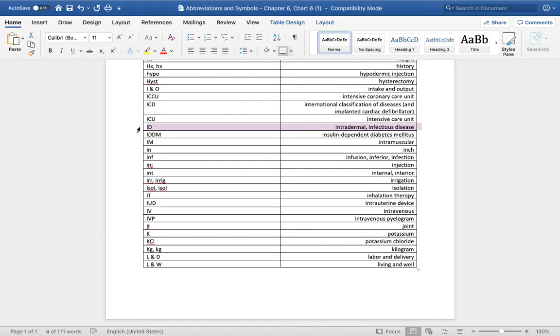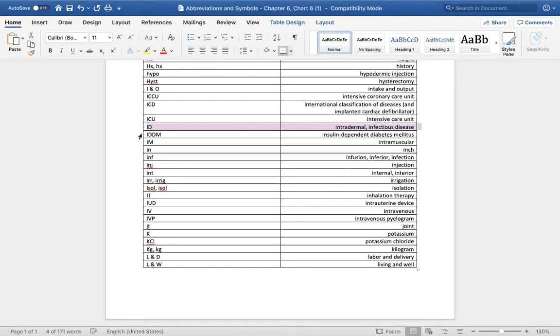ID, so this could mean 2 different things. Intradermal, which is where it kind of goes into the skin layer, or infectious disease. You can specialize as a physician in infectious diseases. If you ever watch House MD, he specializes in infectious disease.